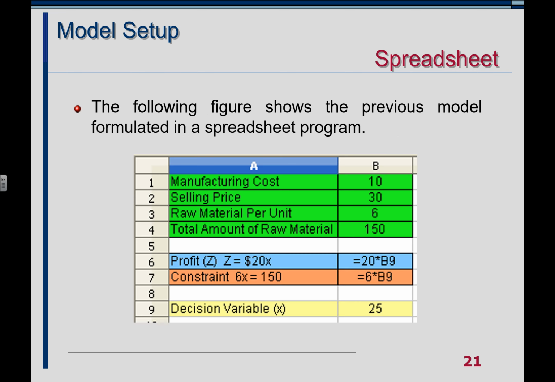It's very simple. Here's a spreadsheet you would see where we've got it laid out. We've got these labels here: manufacturing cost, selling price, raw material per unit, total amount of raw material. Our manufacturing cost is 10, selling price is 20, raw material per unit is 6, total raw material is 150. Our profit is simply going to be 20 times B9, because B9 down here is going to be our decision variable, or our dependent variable, what can change. Our constraint is going to be 6 times B9. So whatever this value is, these cells will change accordingly.